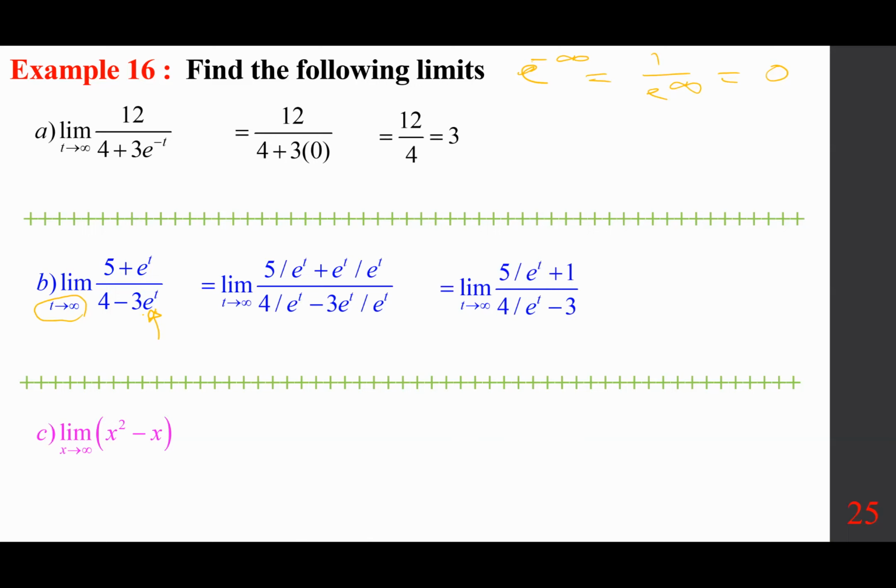As you can see, when t goes to infinity, this goes to 0, this goes to 0. The answer is positive 1 over negative 3, or negative 1/3.